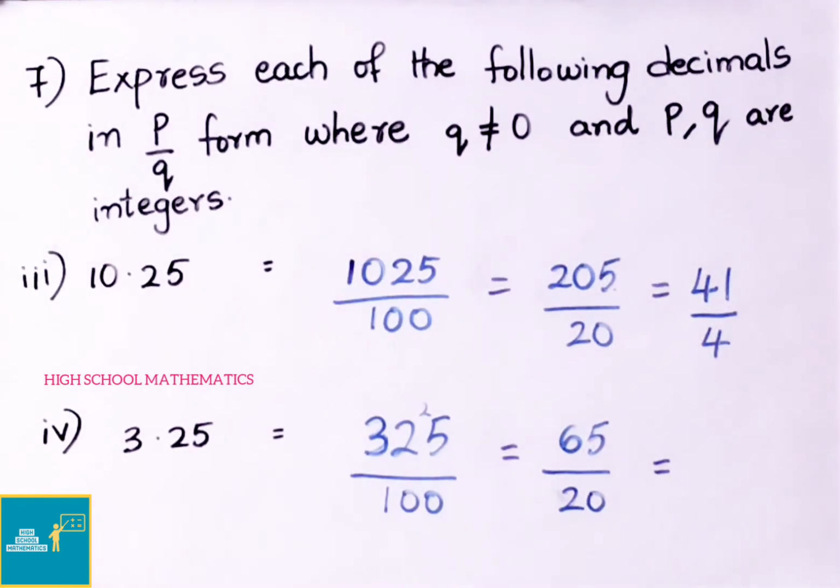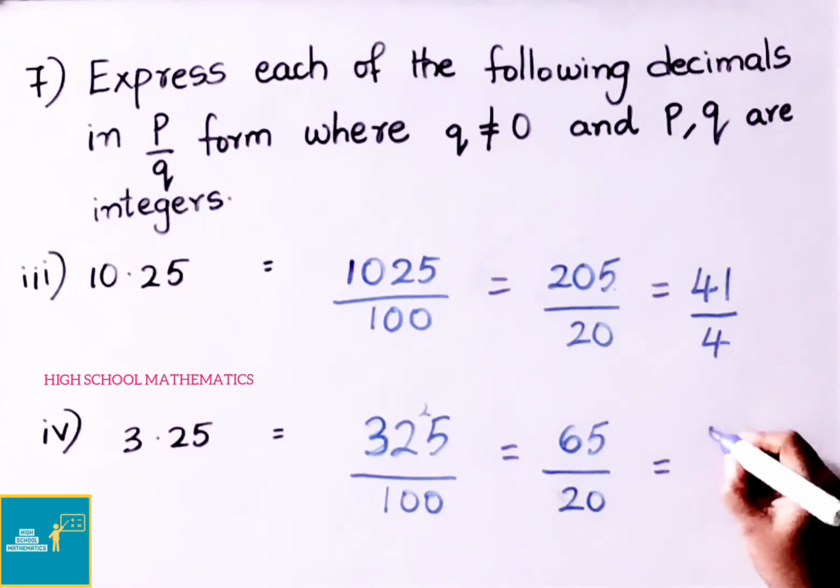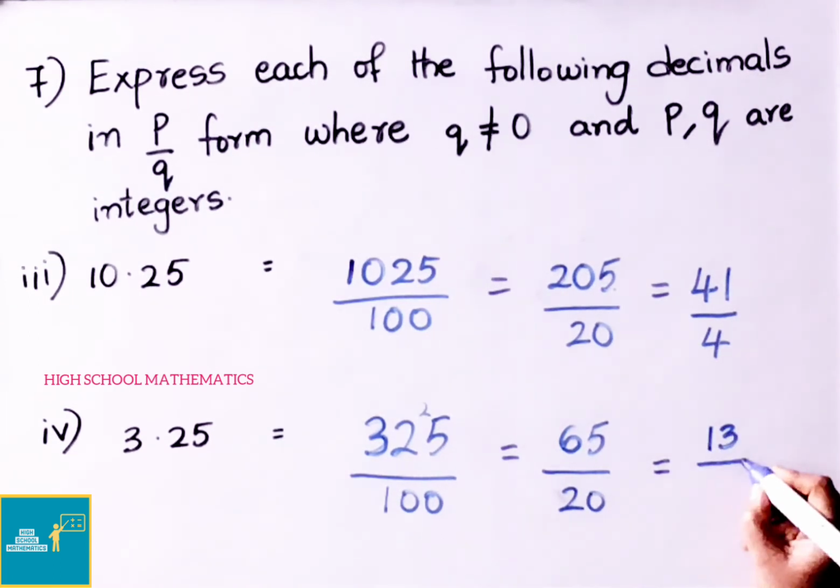Now the number is 65 by 20. We can simplify this value further by dividing both the terms by 5. 5 times 13 is 65 and 5 times 4 is 20. Now the answer is 13 by 4.